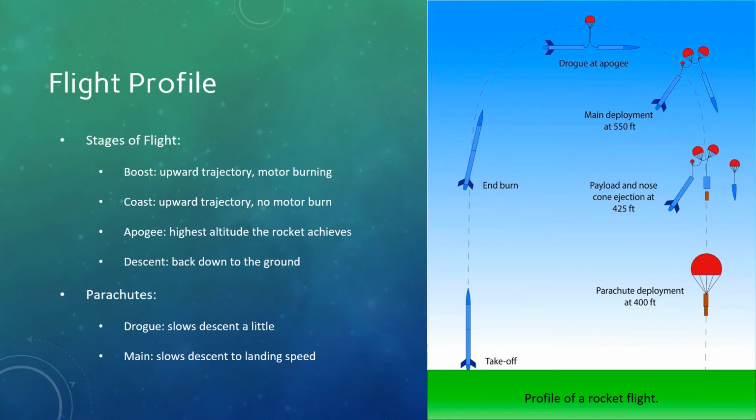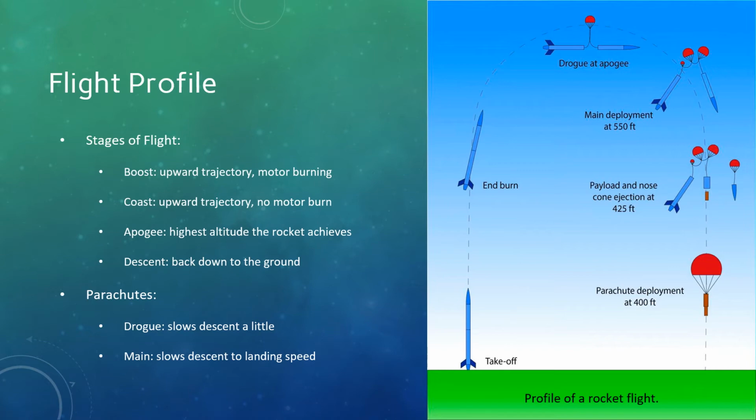So there's a couple of parachute events in rocket flight as well. For bigger rockets, we put out a drogue parachute at apogee. That's just a smaller parachute that slows you down a little bit. And then you have a main parachute deploy at a lower altitude. So in this diagram here, you have a drogue come out at apogee, and then you have your main parachute come out at 550 feet.